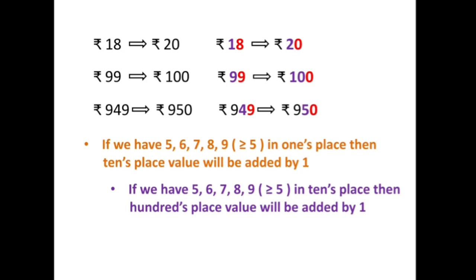And when the estimation is for the thousands place, then we check the hundreds place. In the hundreds place, we check the same numbers. If the numbers are 5, 6, 7, 8, 9, which is greater than or equal to 5, then the tens place will be added by 1 if the estimation is for the hundreds place. If the estimation is for the thousands place, then we will check the hundreds place.